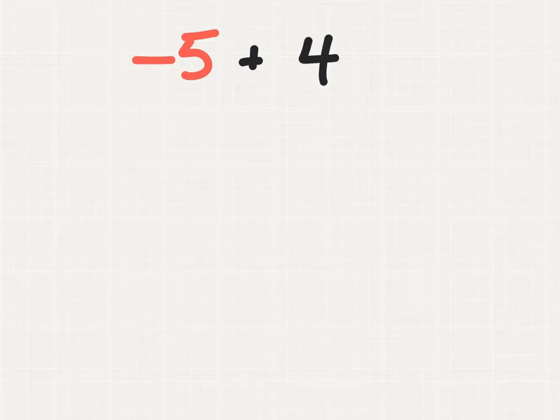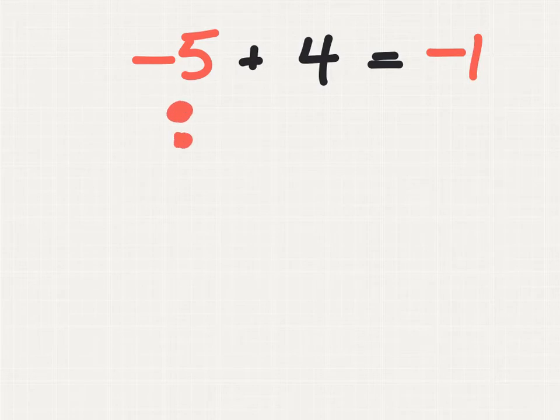Now, what if I had the same integers, only the other way around? In other words, instead of 4 plus negative 5, I have negative 5 plus 4. Now, in my mind, I'm thinking, wait a minute, same integers, still adding, the numbers have just been flipped in their position. That sounds like commutative property. The order in which I add two numbers doesn't matter. So this should still come out to negative 1. Let's see if it works.